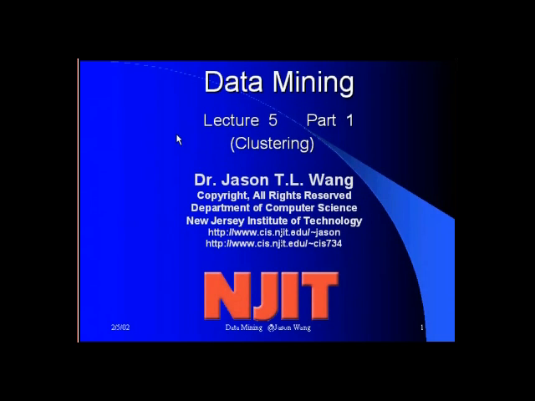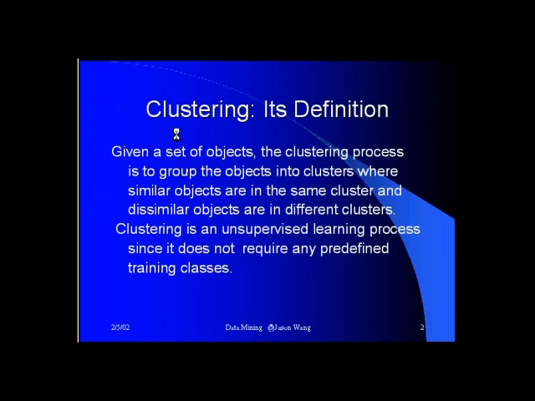What is clustering and what is the difference between clustering and classification? Clustering is defined as follows. Given a set of data objects, the clustering process is to group the objects into clusters where similar objects are in the same cluster and dissimilar objects are in different clusters.